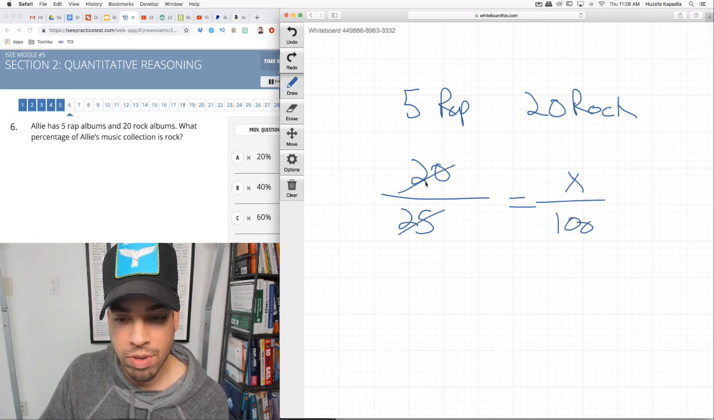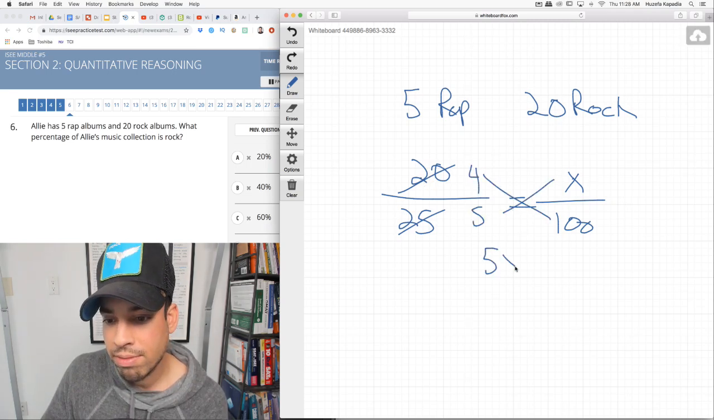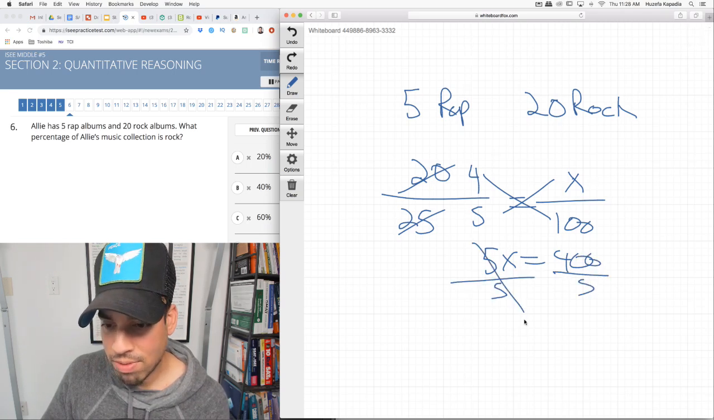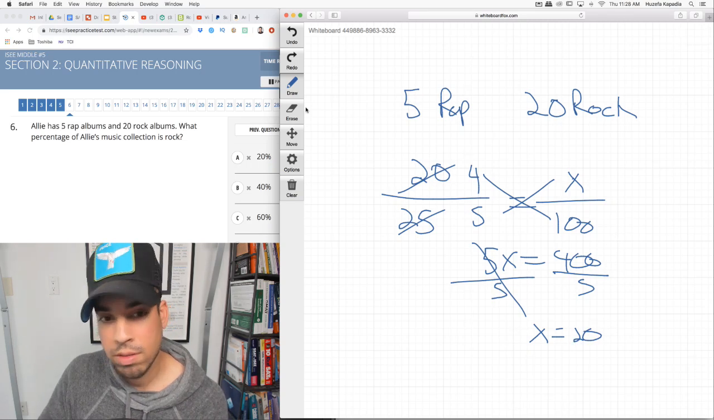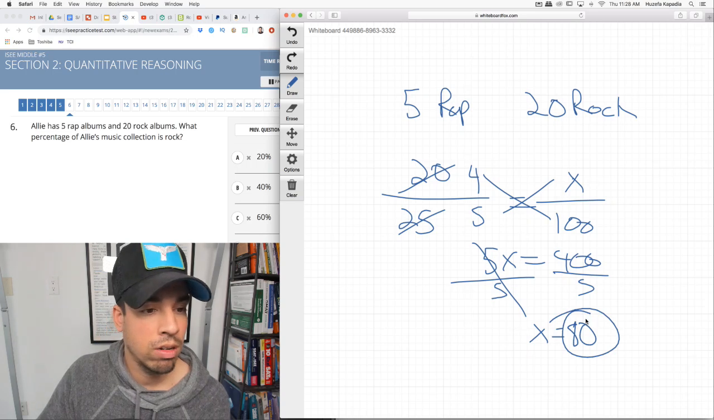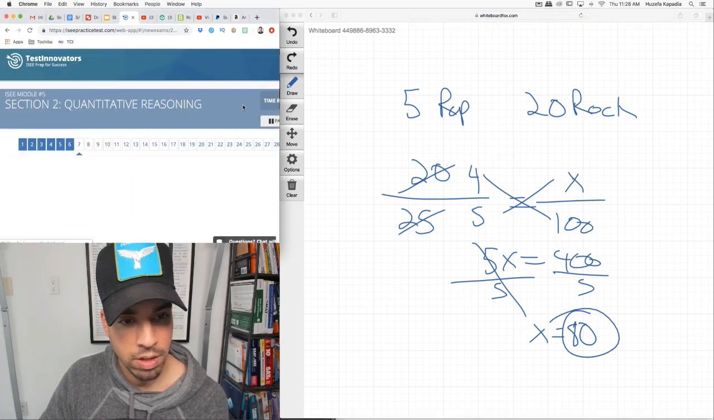First, I'm going to reduce this fraction, divide top and bottom by 5. We get 4/5. Then I'm going to cross multiply, and I get 5x equals 400. We divide both sides by 5, and I get x equals 80. Not 20, 80, excuse me. So 80% of that collection is rock. Okay, next.